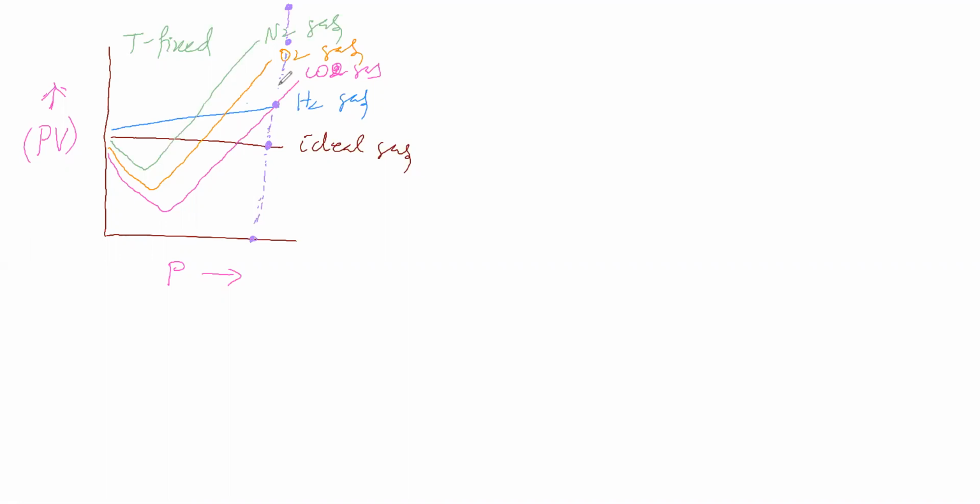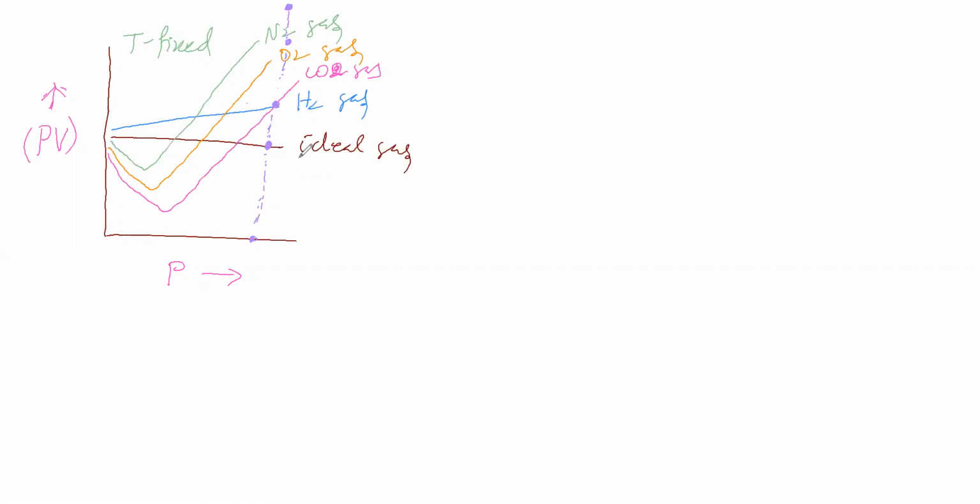Now, from this graph, we can get an idea that all the gases, that means hydrogen, nitrogen, oxygen, carbon dioxide, are deviating from which behavior? Ideal behavior. All the gases are deviating from ideal behavior, we can say.